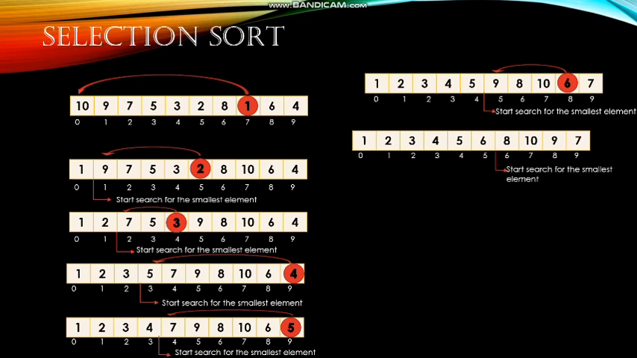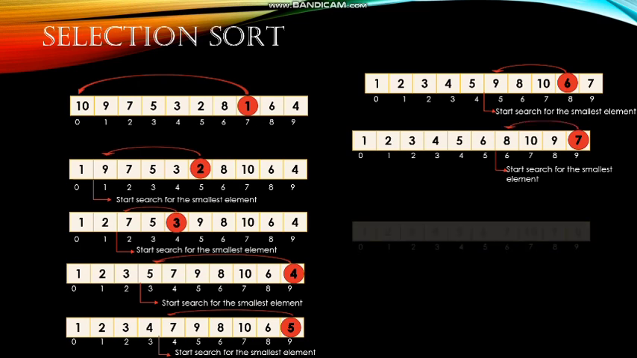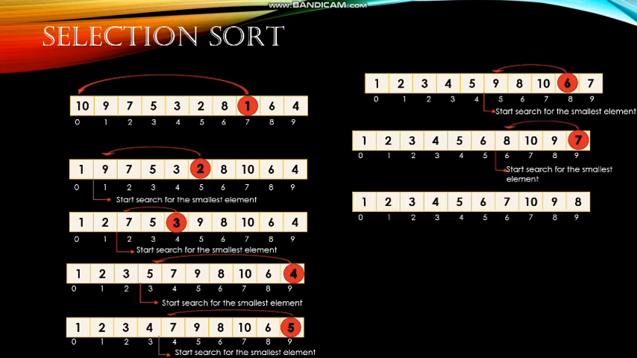So the next smallest element is 7. So we have to swap it to where we start our search for the smallest element, which is here. So the array will look like this: 1, 2, 3, 4, 5, 6, and 7 are in their right place. So we will search for the smallest element after 7.